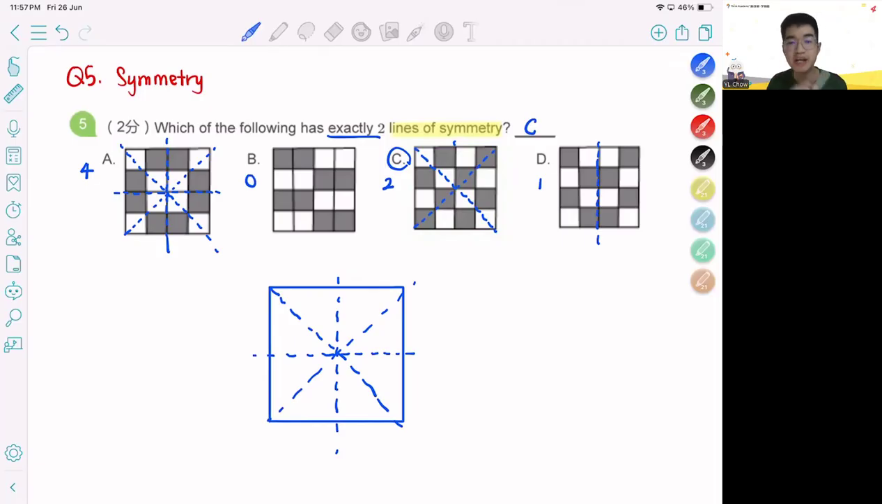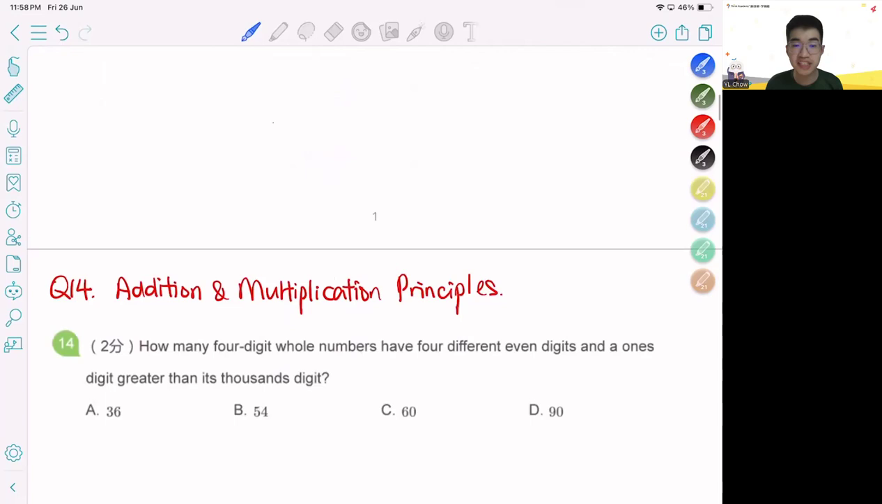The key point here is what actually defines a line of symmetry. You want both sides to be mirror images of each other that look exactly the same. Right, so that will be question 5 for symmetry. Moving on to the next question, right?